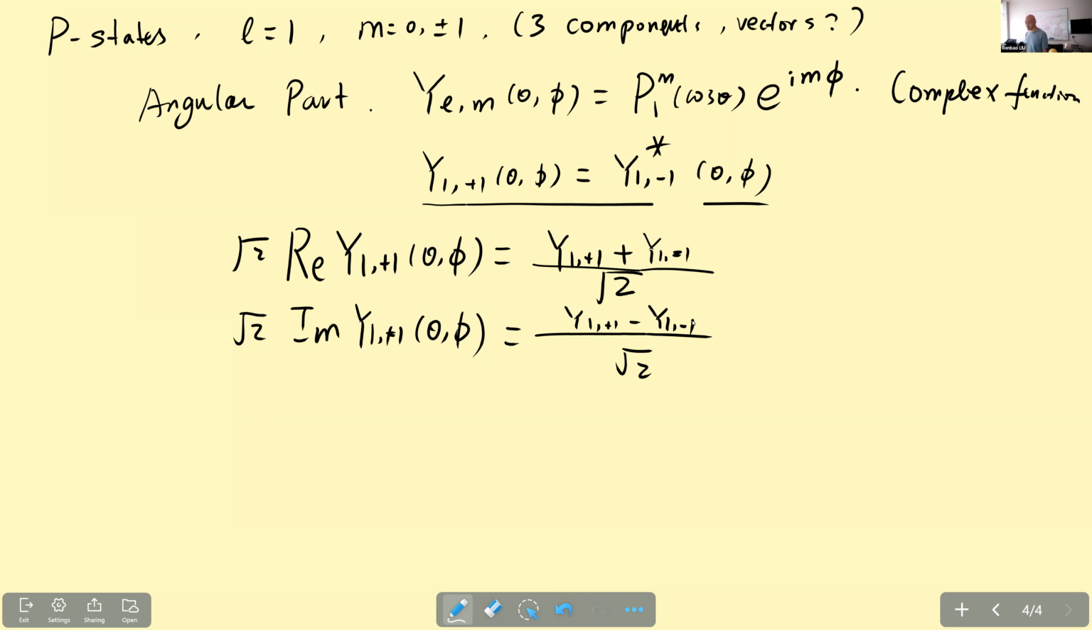Right, something like this one. So these two states, we can call this one px and py, because they are called x and y. Okay, later it will be clear. Okay, we call them px, py. First of all, this px and py, they are orthonormal.